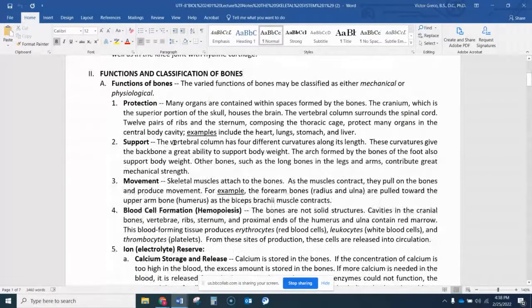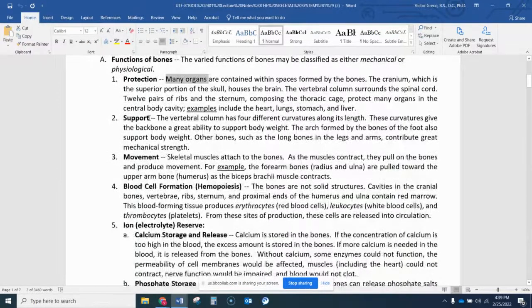There's a bunch of functions of bones. I'm not going to go through all of these functions, but you should know them. Of course, if you want details, you can go through the video. I'm just going to hit on certain things. Protection, of course, it's bone, so it's going to protect any organ that's deep to it, like the brain inside the skull, the heart and the lungs, right? So many organs are contained within these cavities or spaces that are formed by the skeleton.